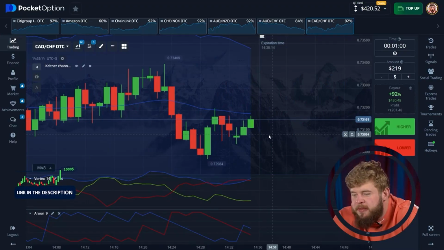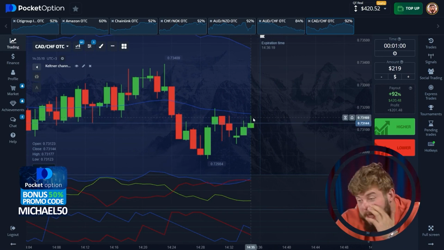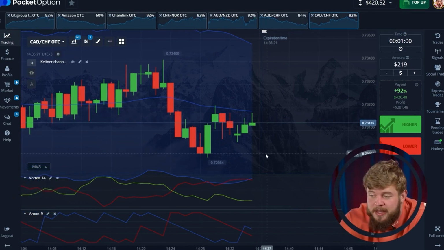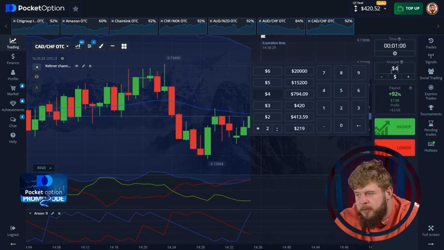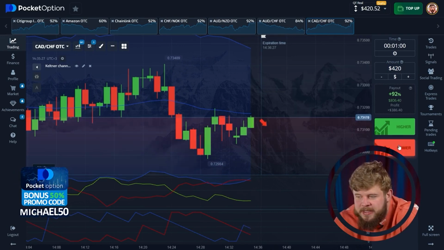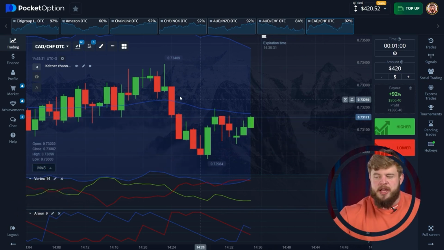Okay, what do we have here? We started receiving the pullback reaction from the bottom line of the counter channel. Now we're trying to break through the middle line of it. We are failing to do this, so that's why let's change our investment to $420. Now open the sell position, because I'm sure that we will not break through this.